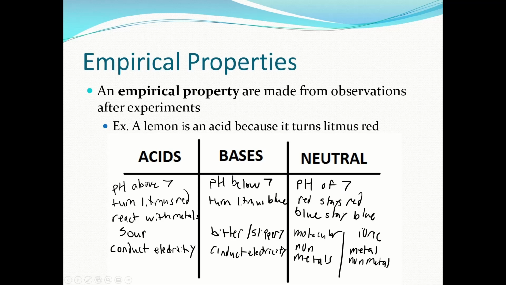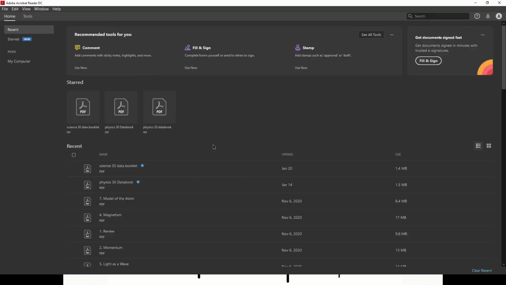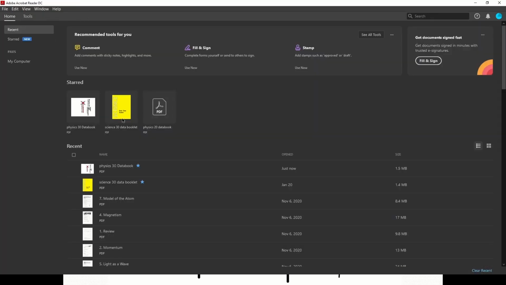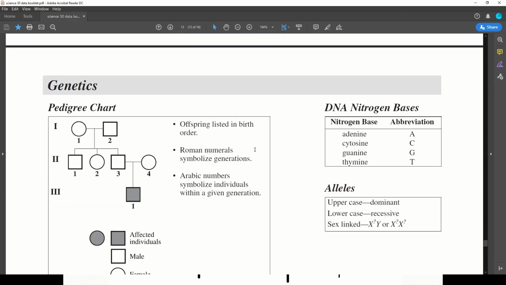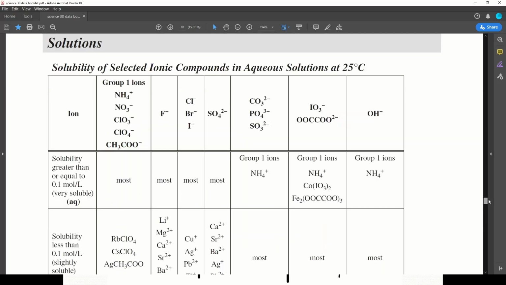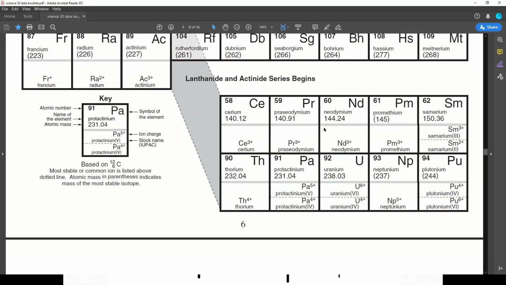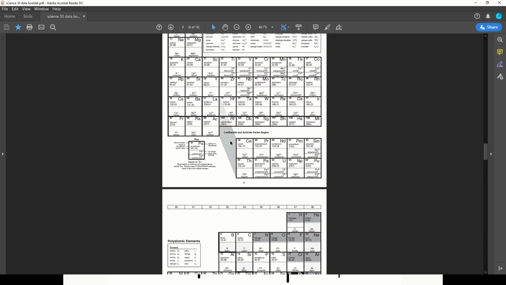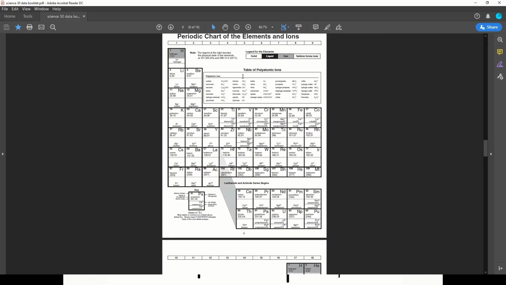So maybe you forget how to tell if something's a metal or a non-metal. If we go into our data book, oops, wrong data book, and we take a look at our periodic table, I'm just going to zoom out so maybe we can see 2 pages at once.